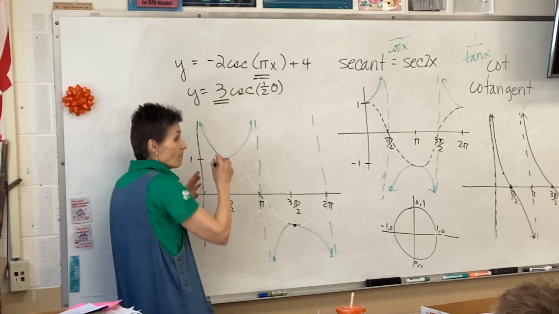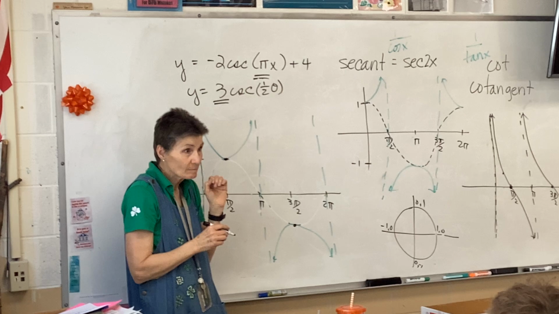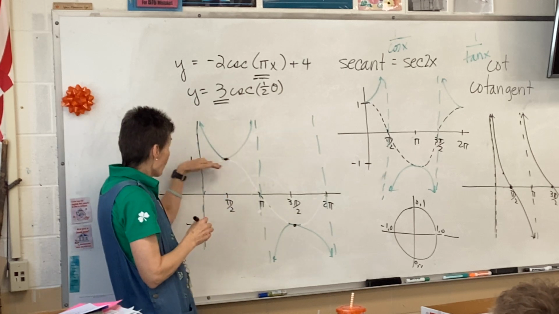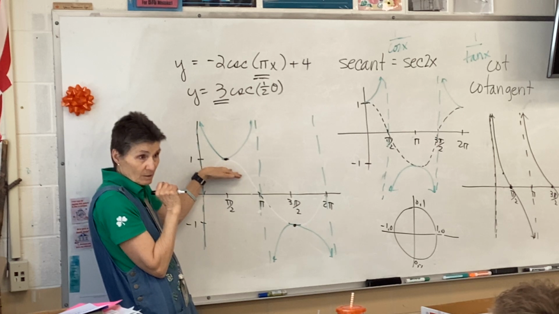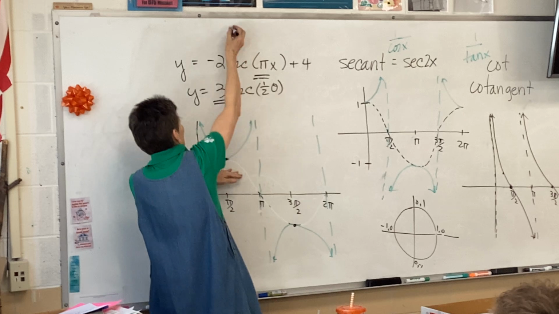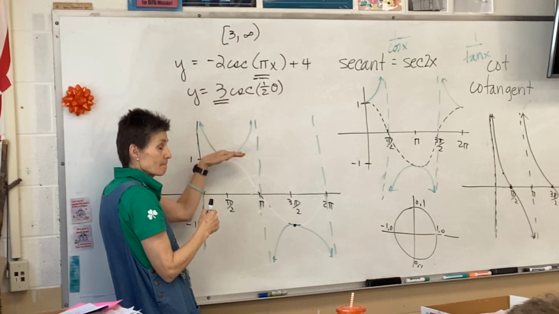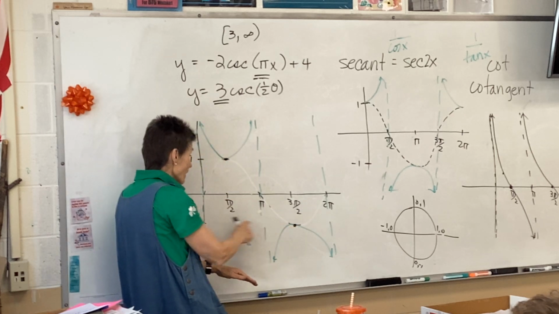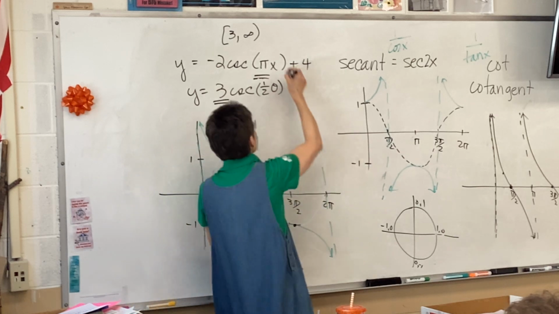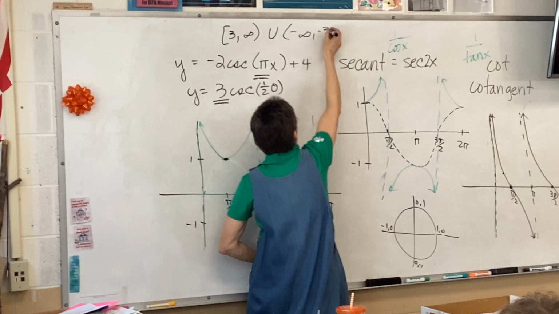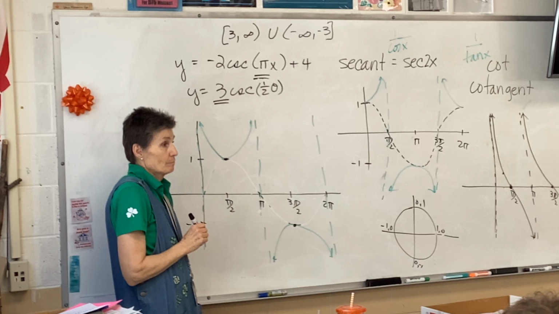Well, what does this number do? That multiplies the y's. So if this was a 1 in the original picture, it's now going to be a 3. So my range would be 3 to infinity, that's this part. And then what about this part? If that was negative 1, it's now down at negative 3. So that's negative infinity to negative 3.